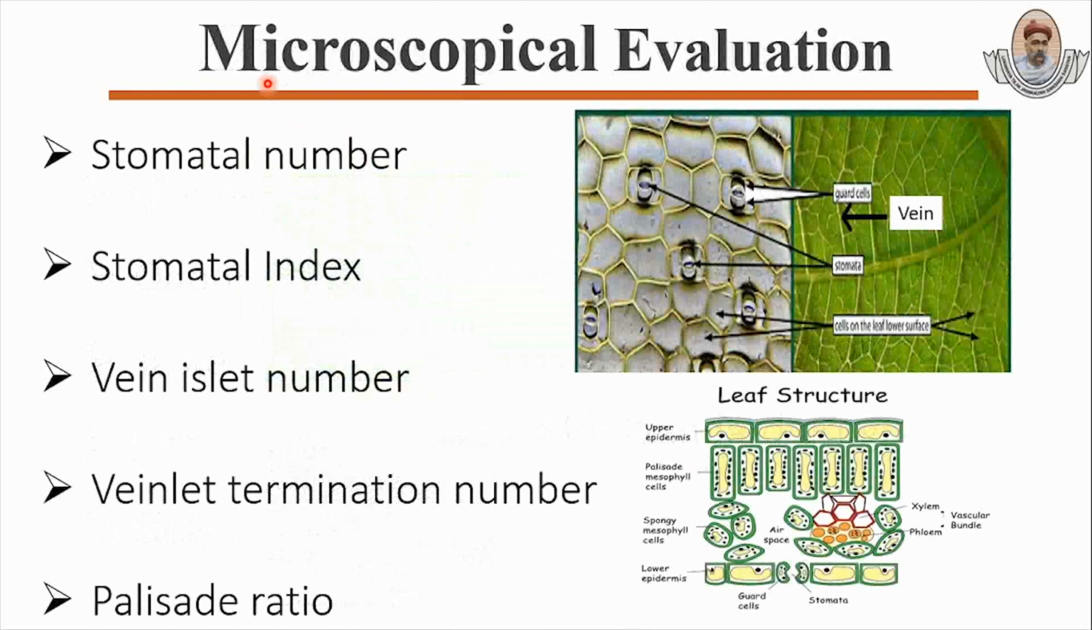Another method for evaluation of crude drug is microscopical evaluation, in which the parameters are mainly categorized into qualitative and quantitative parameters. Qualitative parameters mainly include stomatal number, stomatal index, vein islet number, and vein termination number, and palisade ratio. You might be aware of the stomata cell. It is a guard cell.